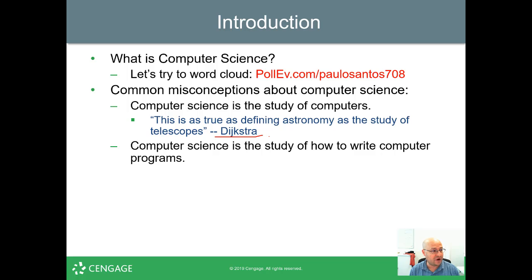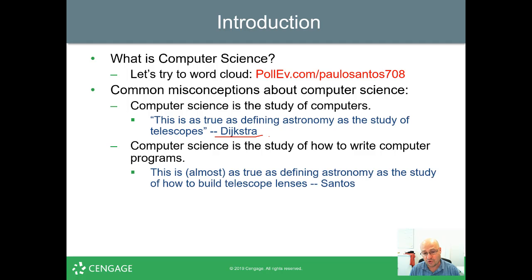Computer science is the study of how to write computer programs. That's almost right, but not quite. It's almost as true as defining astronomy as the study of how to build telescope lenses. This quote is by me, right?